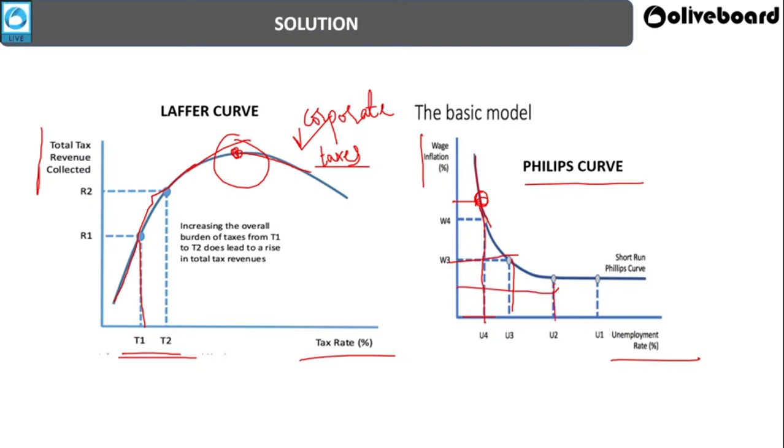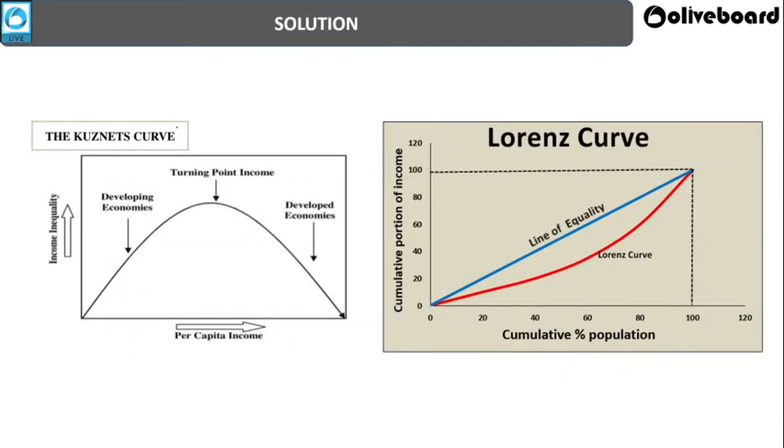But there is one situation in the economy which is going to defy this Phillips curve, and that is called stagflation, wherein the inflation is also high and the unemployment is also high. This is a point which is going to defy the Phillips curve, right? And the next curve is the Kuznets curve.